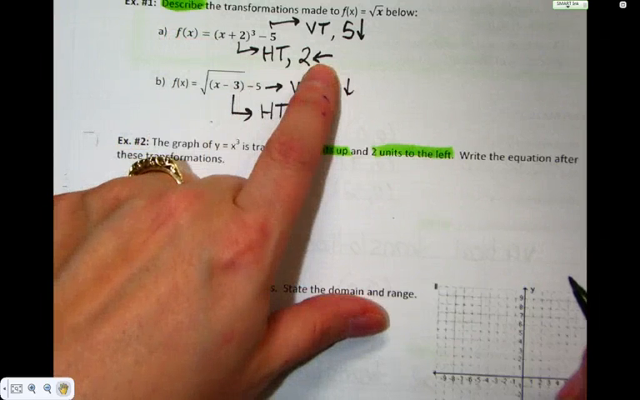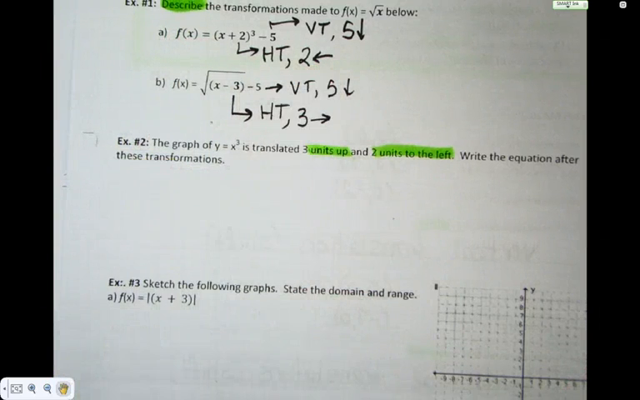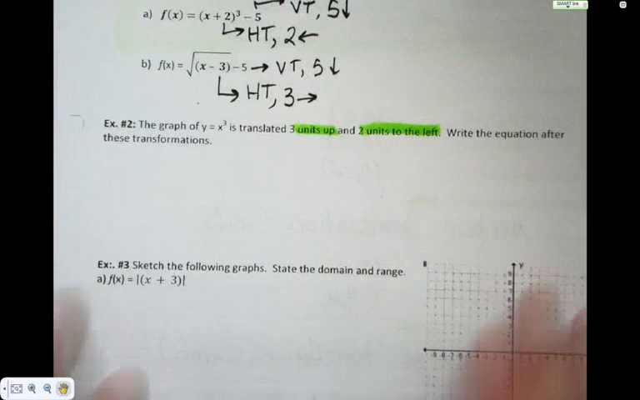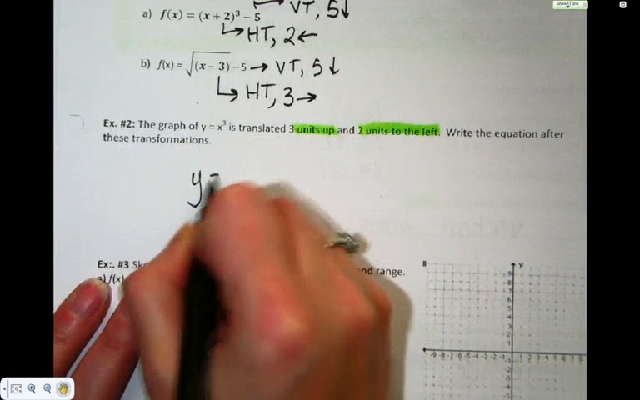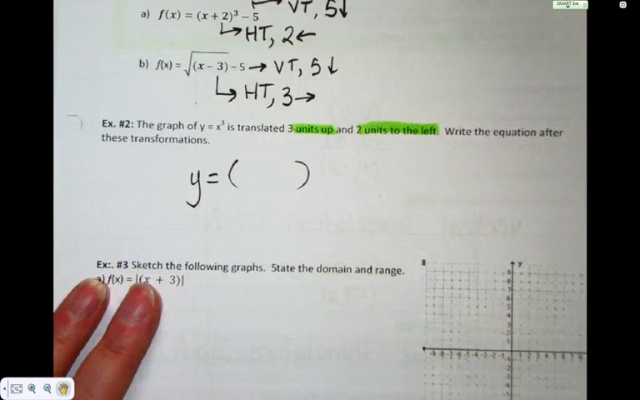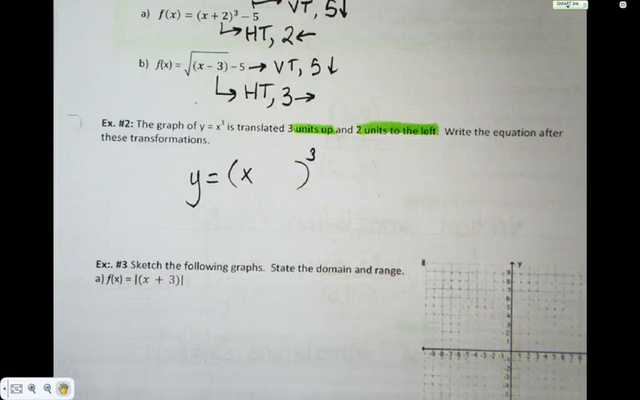So that's why it went to the left. Left is negative direction, but it's positive. Nope. So I'm going to keep the y. I'm going to throw in some brackets. I'm going to put the x in brackets, and I'm going to put the cubed on the outside.